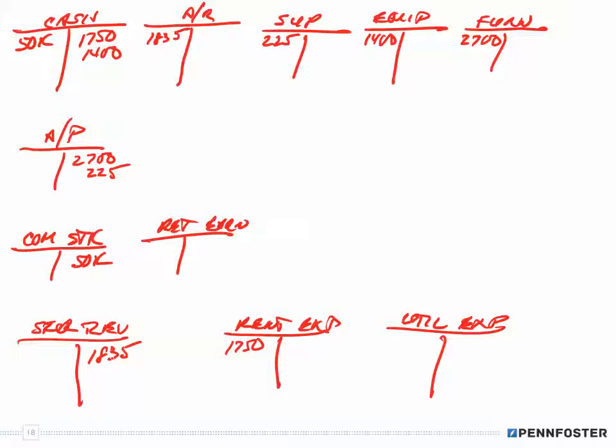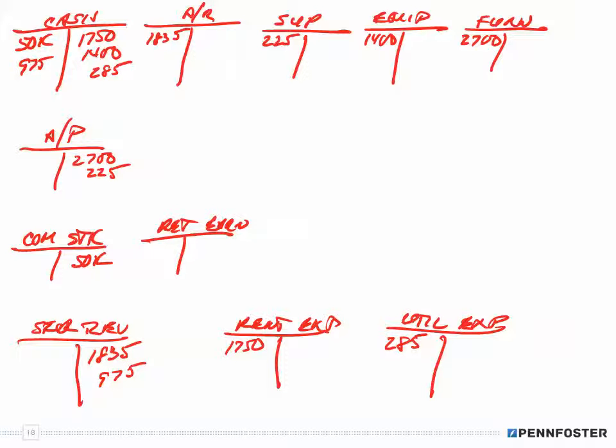Right. Next one is a debit to utility expense, 285, and cash, 285. So a debit to utility expense for 285 and a credit to cash for 285. And then the last entry was a debit to cash for 975, and a credit to service revenue for 975.